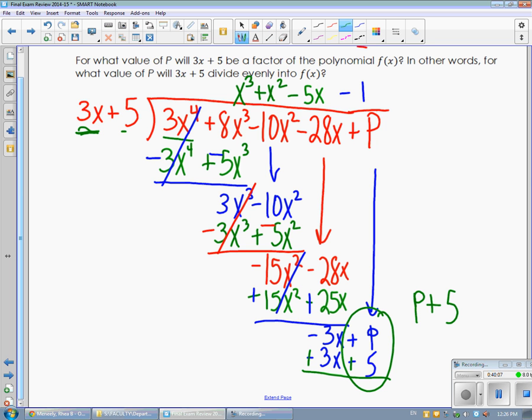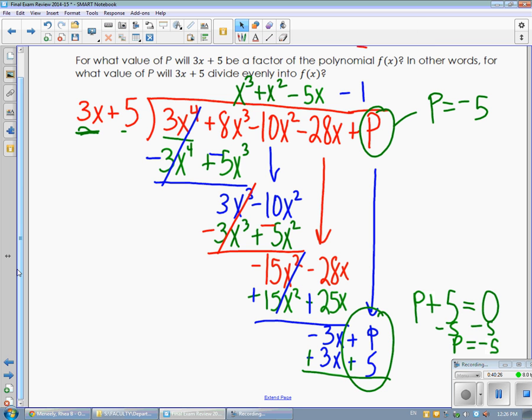Now remember, I don't want a remainder, so I need that to equal 0. So what value of p will lead to no remainder, or a remainder of 0? If I subtract 5 from both sides, I find that p will have to be negative 5. And so that's what I need this number to be. P equals negative 5. And if it's negative 5, then my factor 3x plus 5 will divide evenly into that polynomial. All right, that's it.